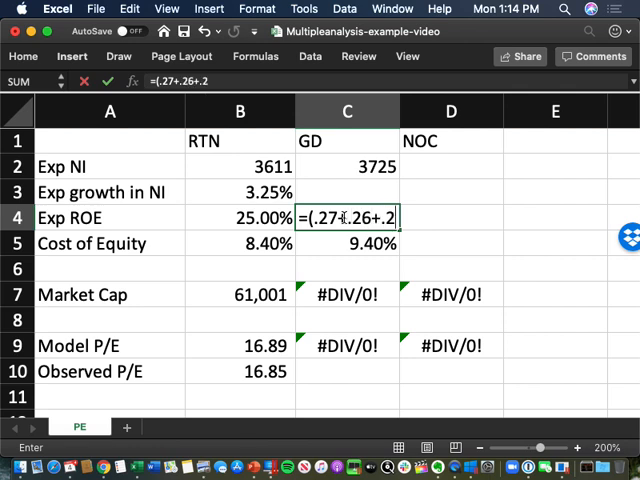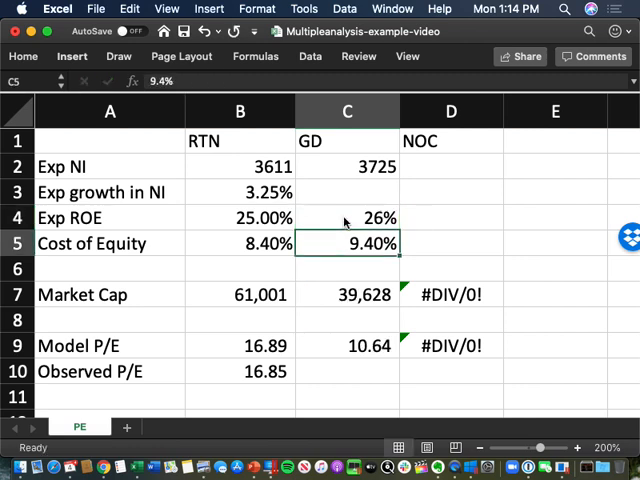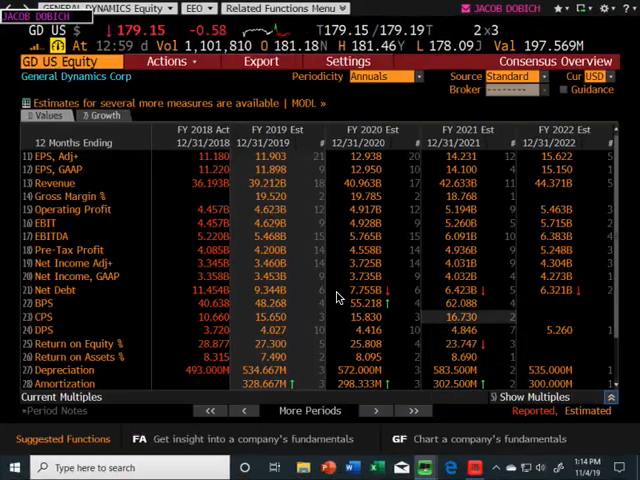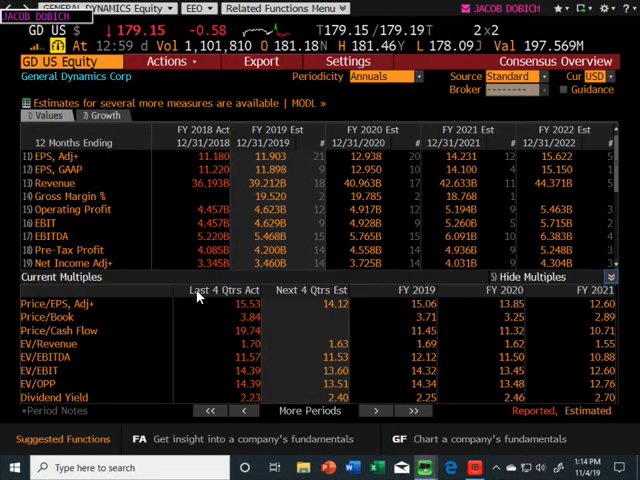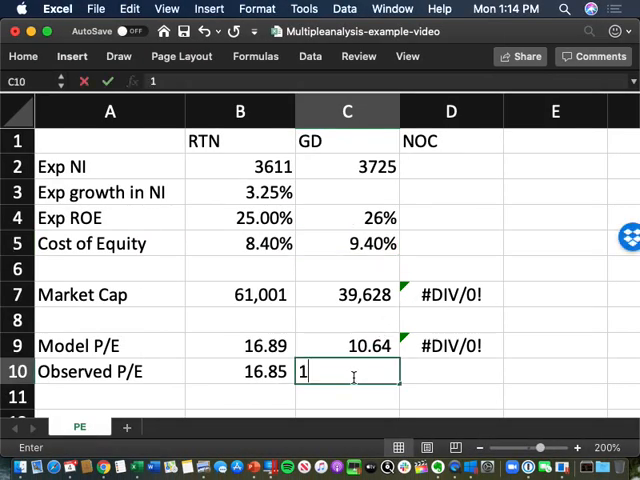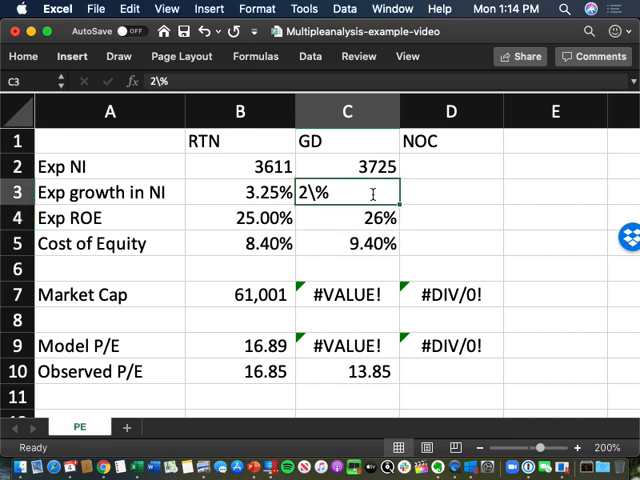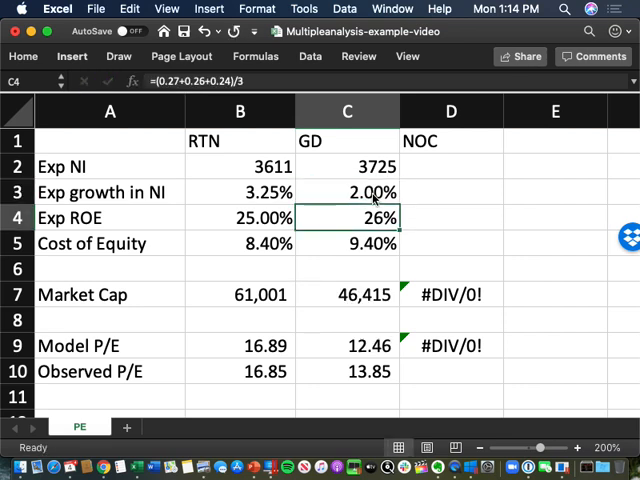Six plus 0.24, about 26%, a little bit higher. By the way, their observed PE, 13.85, suggests a growth rate of 2.3, close. Somewhere around there.